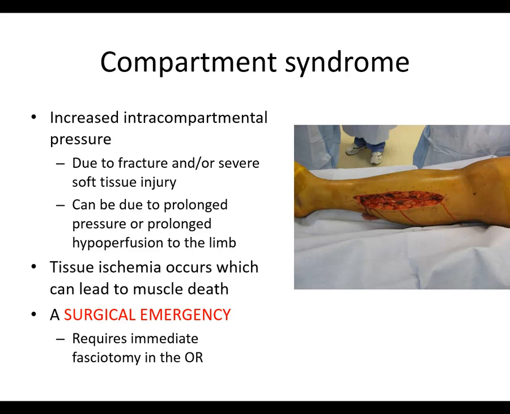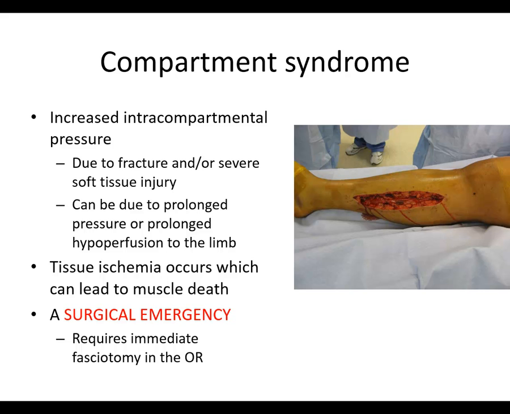So compartment syndrome, I mentioned this is really important, you don't want to miss it. This is basically when you have increased intracompartmental pressure. This is seen often in the lower leg. It's also seen in the forearm. These are just two of the areas where it happens the most, but it can also happen in the thigh, in the gluteal muscles, and in the upper arm. But common locations are the lower leg and the forearm. It's due to a fracture or some kind of severe soft tissue injury causing this increased pressure.